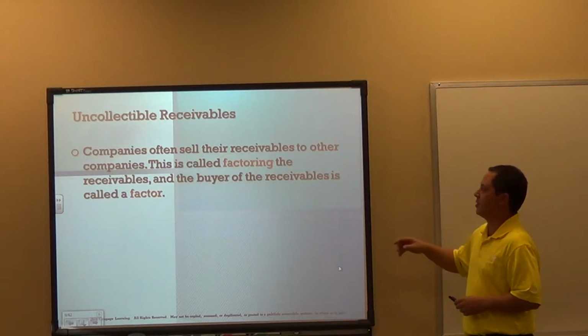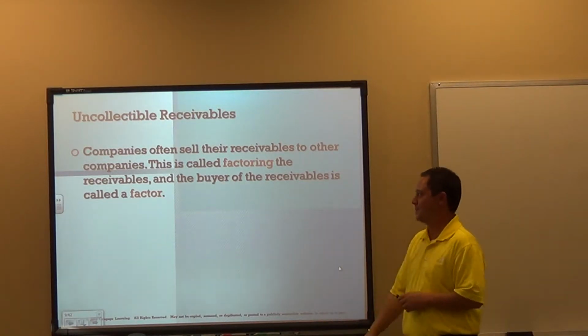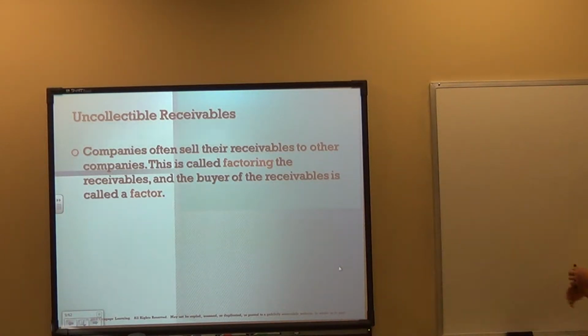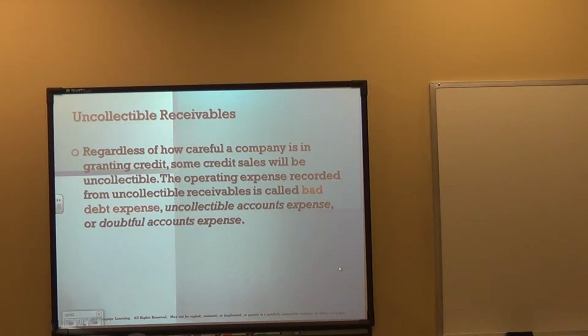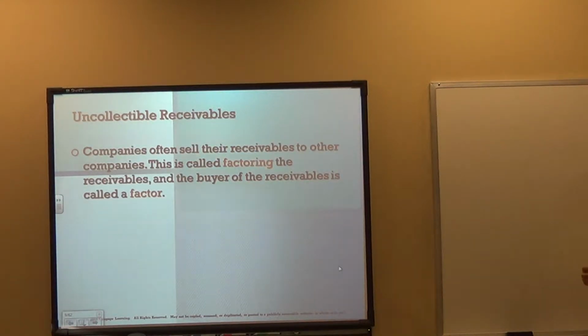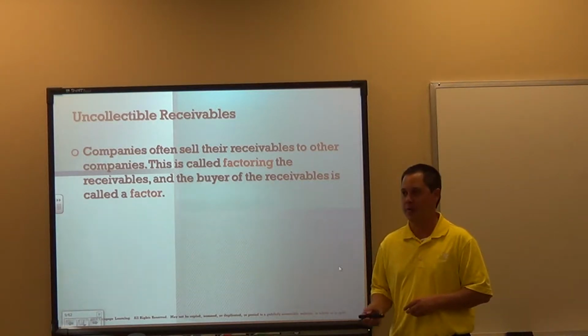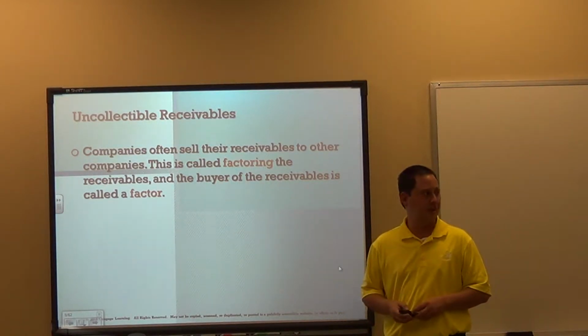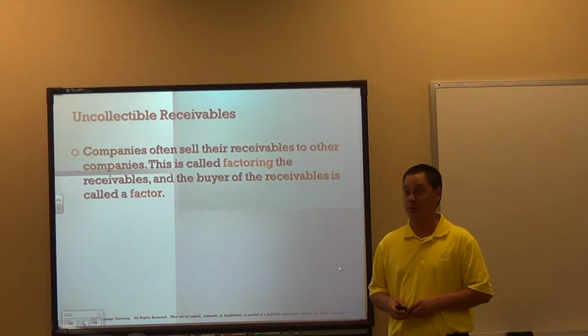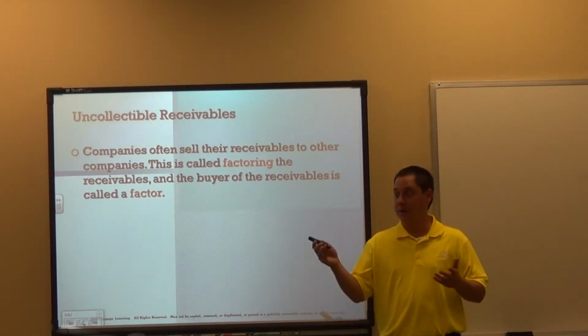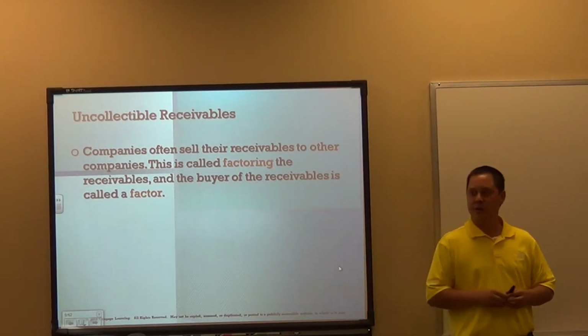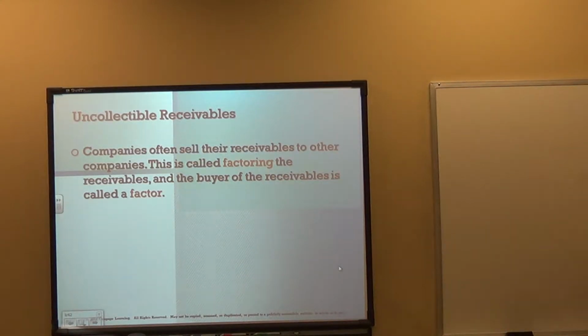Companies often sell their receivables to other companies. This is called factoring. They do that to get their money sooner. Sometimes when you go to a car dealership and you get a loan through them, they sell it off, don't they? Or a house. I think my house has been sold off once or twice. So they're selling off those loans or those receivables, the things they're expecting to collect.